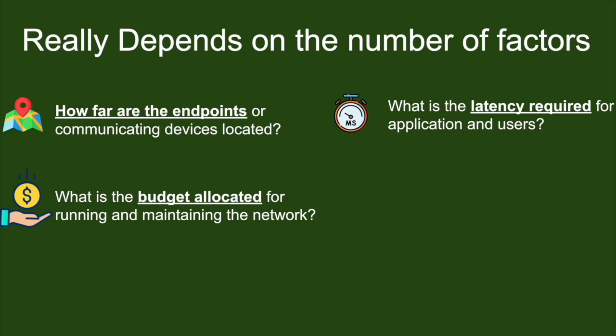Another is the budget allocation for running and maintaining your network. For example, let's say you are an administrator of a large enterprise, and there are multiple sites, and these multiple sites have to be connected. So there are multiple ways to connect these sites.